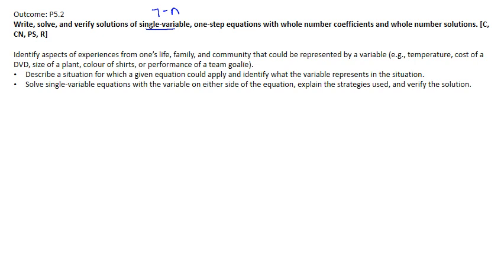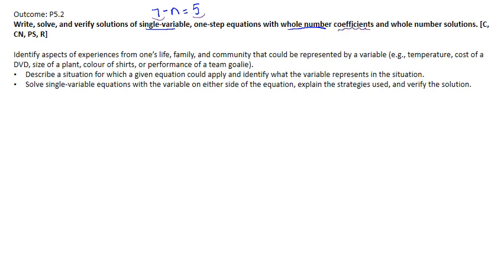One-step equations, so the step here is to figure out what did we subtract from 7 to get 5. We're using whole numbers. Coefficients means the numbers that are in the equation that aren't variables. So there's a word that you can put in your math book.